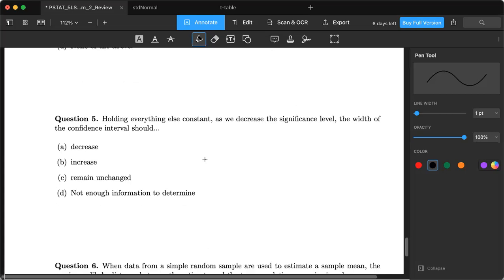Now, question 5: holding everything else constant, as we decrease the significance level, the width of a confidence interval should... So let's just write out a general form of a confidence interval: X bar plus or minus z sub alpha over 2 times sigma over square root n. The answer is going to be the same for any confidence interval. So let's think about what this is. We have some interval, right? So we have X bar, and then we go plus E and minus E.